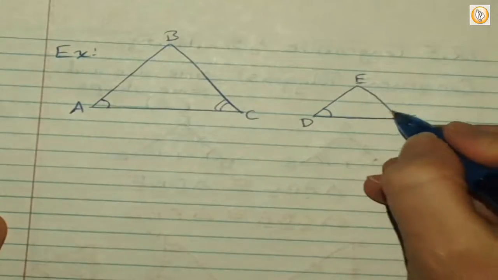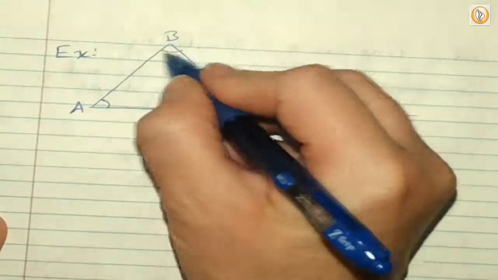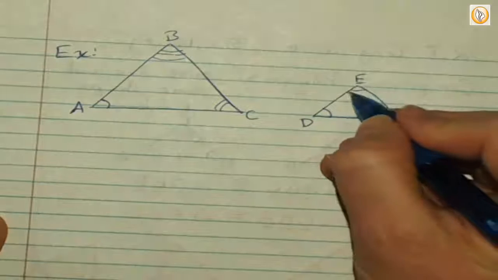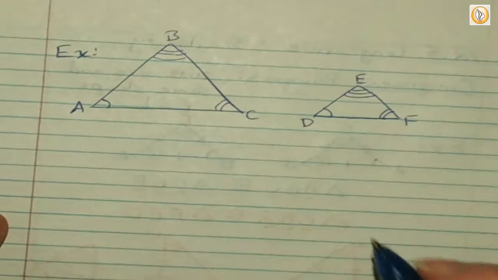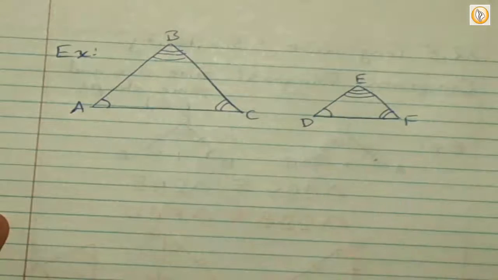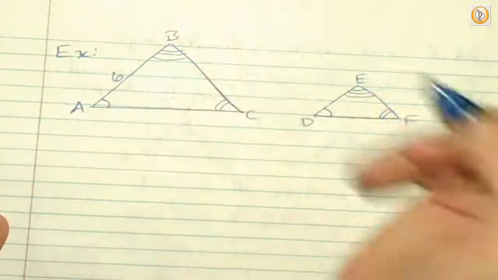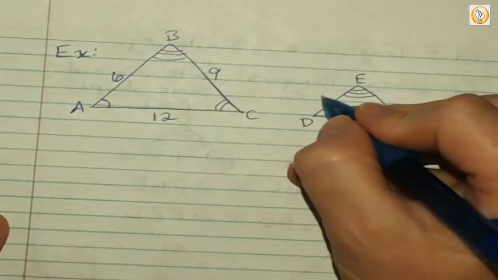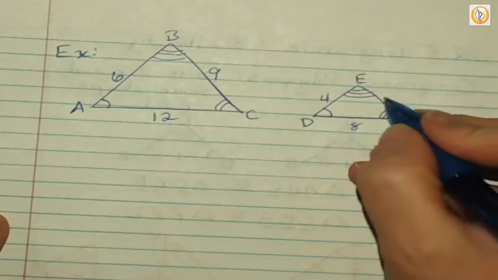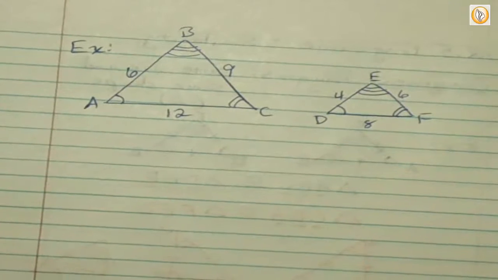And C and F will be the same, and B and E will be the same. So if these angles are the same, and this side is 6, and this side is 12 and 9, but this side is 4, this side's 8, and this side is 6. Are they congruent? No. They're similar. So make sure you draw that.